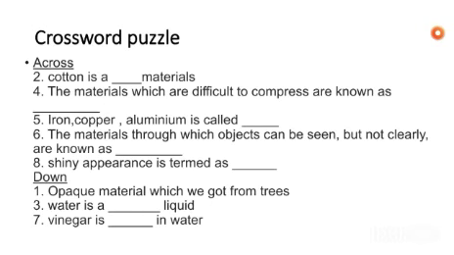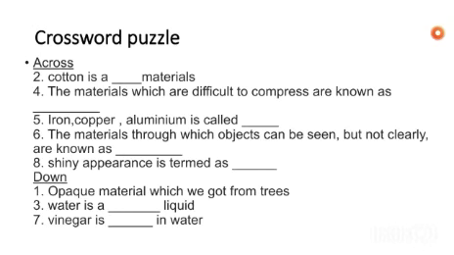Whereas the standing thing down, the questions are: opaque material which we get from trees is dash. What we get from trees? We get various things like wood, leaves, fruits, flowers, then we have gum, etc., etc. So what will be suitable in that box, you have to decide. The next is, water is a dash liquid. What type of a liquid is water?